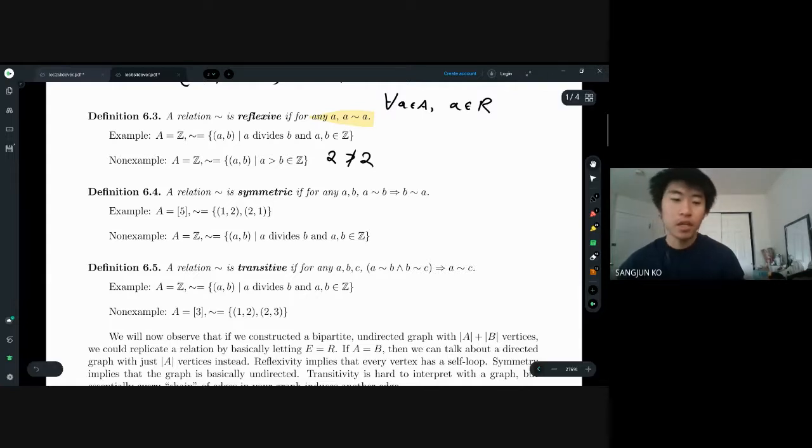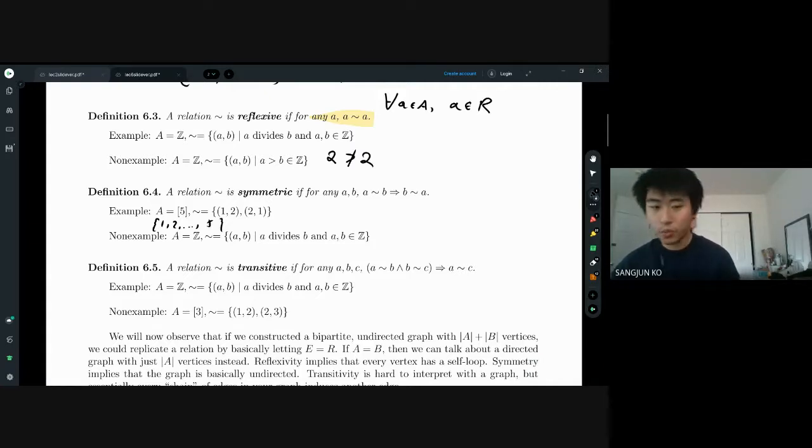As an example, consider A equals [5]. And remember this notation, [5] is the subset of naturals from 1 through 5. We have 1 is related to 2 and 2 is related to 1. We can specify a relation like this. This is perfectly valid. This is certainly symmetric, because if 1 is related to 2, then 2 is related to 1, and those are the only relations possible, so there's nothing else to check.